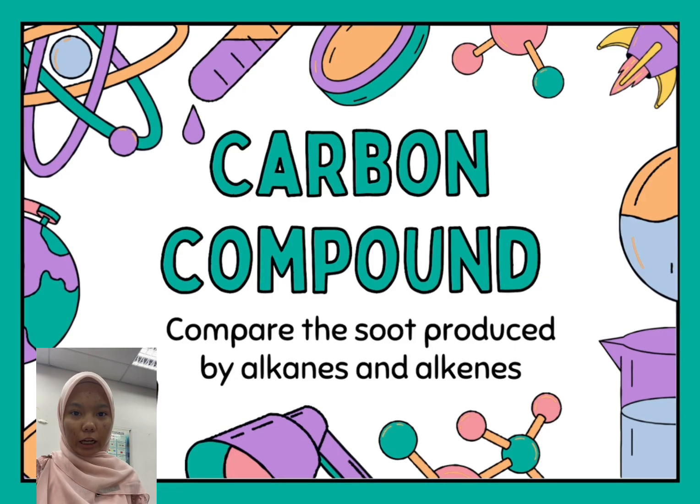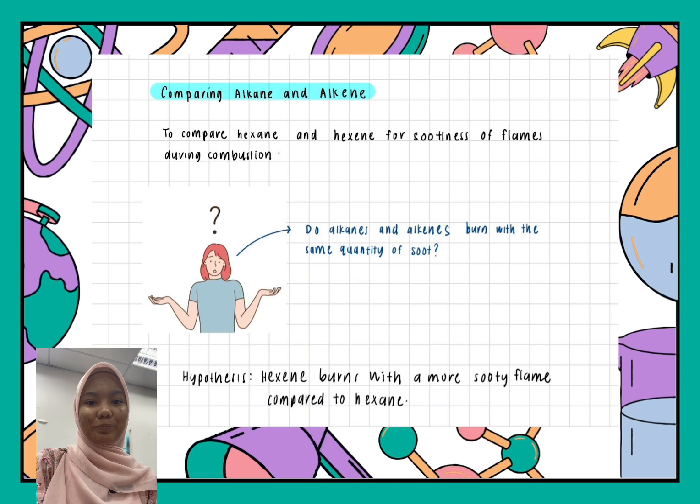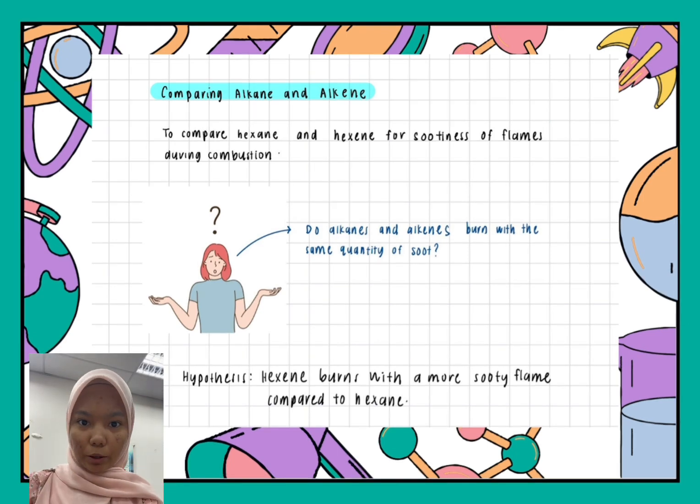Hi, I am Alicia. I will be presenting about carbon compounds. Basically, a carbon compound is a chemical substance which contains carbon. For this topic, we're going to compare between alkane and alkene, which will produce more soot or less soot. We're going to compare hexane from the alkane group and hexene from the alkene group to compare the sootiness of the flame produced during combustion.